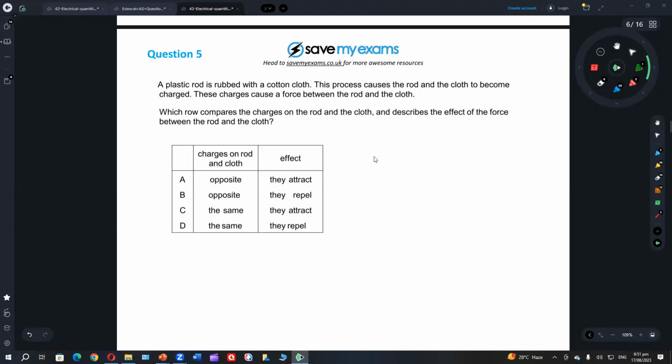A plastic rod is rubbed with a cotton cloth. This process causes the rod and the cloth to become charged. These charges cause a force between the rod and the cloth. Which row compares the charges on the rod and the cloth and describes the effect of the force between them?